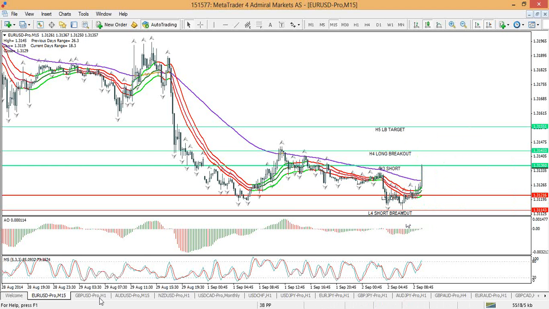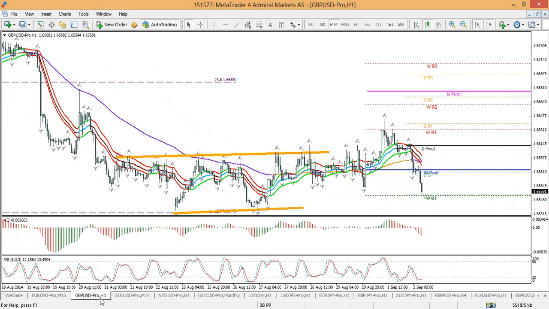Pound dollar. Yes, it does repaint, Björn. The Camarilla will show new levels at the new trading day, which is, I think, even earlier than the London Open.